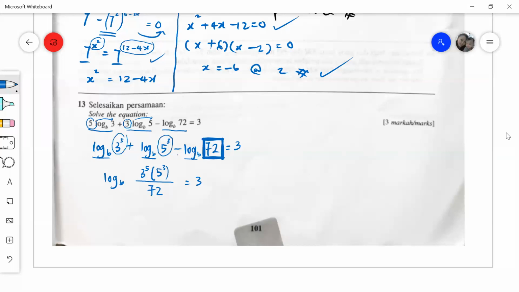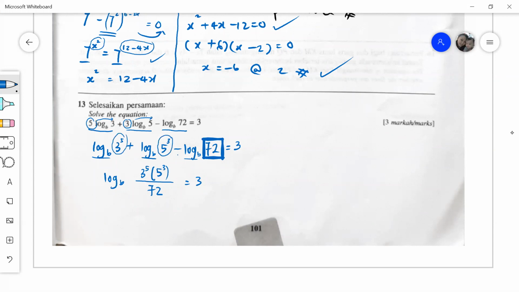72 is actually 3 to the power of 4, is it? Okay, no, we cannot. 72 is 36 times 2. Oh, cannot. Don't want to touch it. Okay, can you try? To solve means we need to find b. Can you use calculator and calculate this one? 3 to the power 5 times 5 to the power 3.